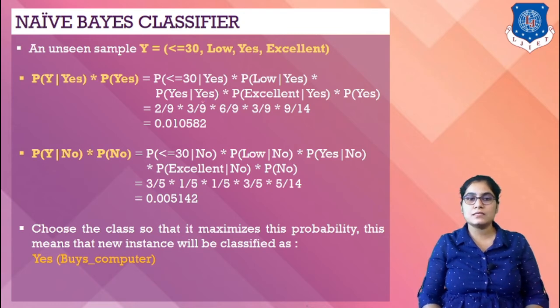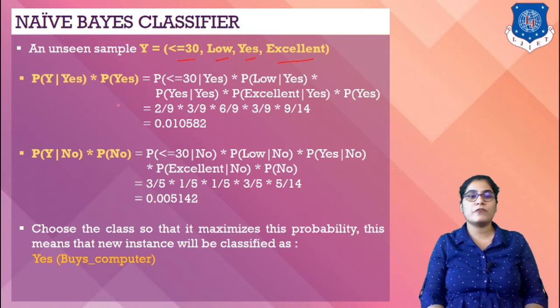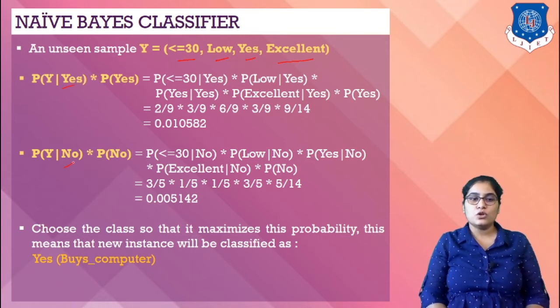In our example, the unseen sample has the values: age less than or equal to 30, income is equal to low, student is yes, and credit rating is excellent. We have to find out whether this customer will buy a computer or not. For that we will find the probability for yes as well as for no, and we have a formula for that. Here y has 4 different values: less than or equal to 30, low, yes, and excellent. So we will consider the probability of less than or equal to 30 and yes, multiplied by the probability of low and yes, multiplied by the probability of yes, and the probability of excellent and yes, multiplied by the probability of yes.